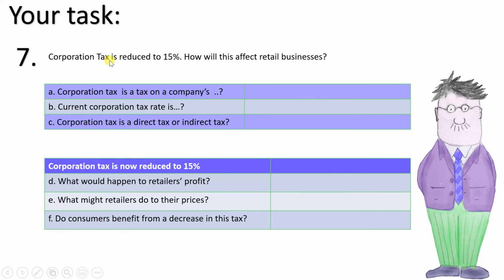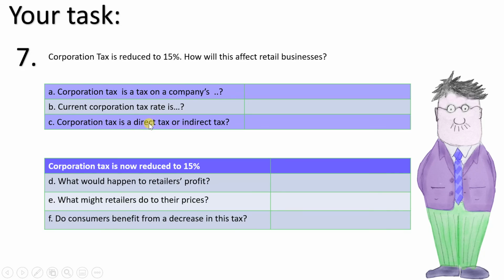Question 7, your final task. Corporation tax is reduced to 15%. How will this affect retail businesses? Corporation tax is a tax on a company's what? Make sure you fill in the first part, then that dark purple at the top. Current corporation tax rate is what? So you need to find out the current amount, and that was part of one of the previous lessons. That was part of lesson 6, there we go, to remind you which one it was. And you need that rate to understand just how much of a reduction has happened.